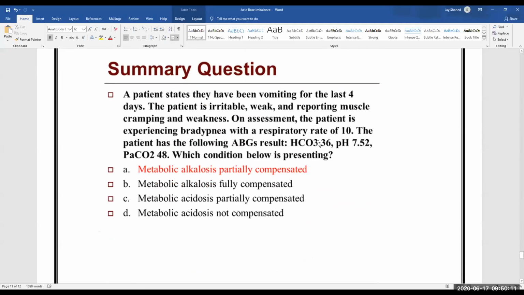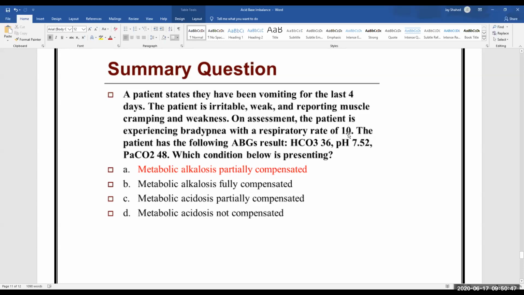Okay, let's do this one, which is a problem. So, forget about the answer here, but look at the question. A patient states that they have been vomiting. All right, when we say vomiting, what do we right away say? Metabolic or respiratory? Metabolic. Okay, metabolic. For the last 4 days, the patient is irritable, weak, reporting muscle cramping and weakness. On assessment, the patient is experiencing bradypnea with a respiratory rate of 10.